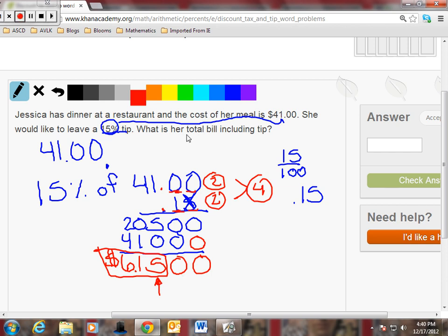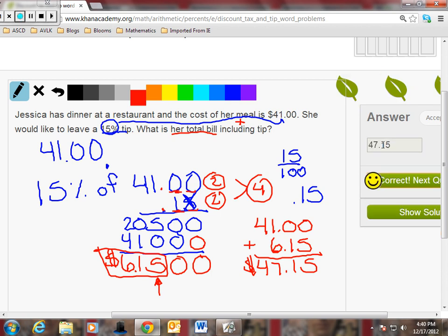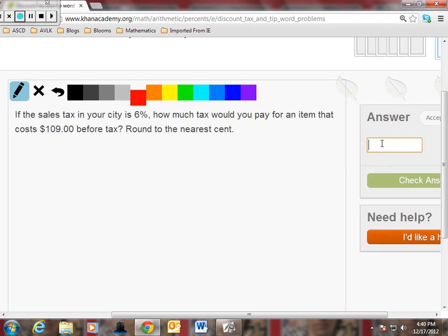Now it says what's her total bill including tip. Including to me tells me plus the tip. The meal itself costs $41. I'm going to add to that the $6.15 that I'm leaving for a tip, because that is my 15%. I just add these. That becomes 5, that is 1, decimal point, 6 plus 1 is 7, $47.15. Let's see if we did this right. 47, decimal point 15, check answer. Hey, we're good.